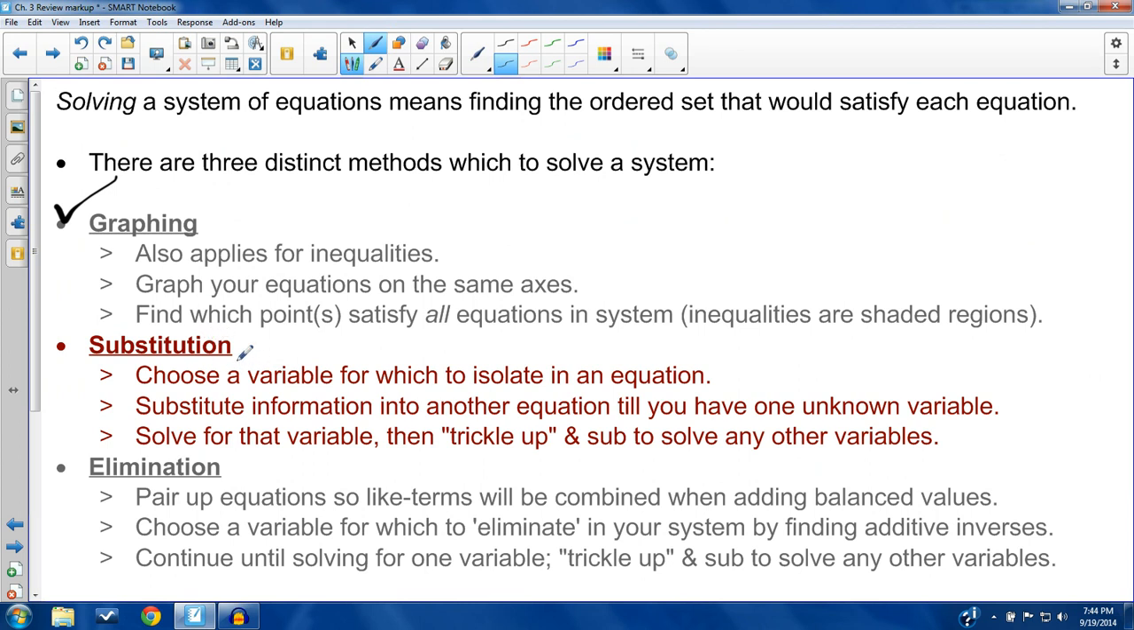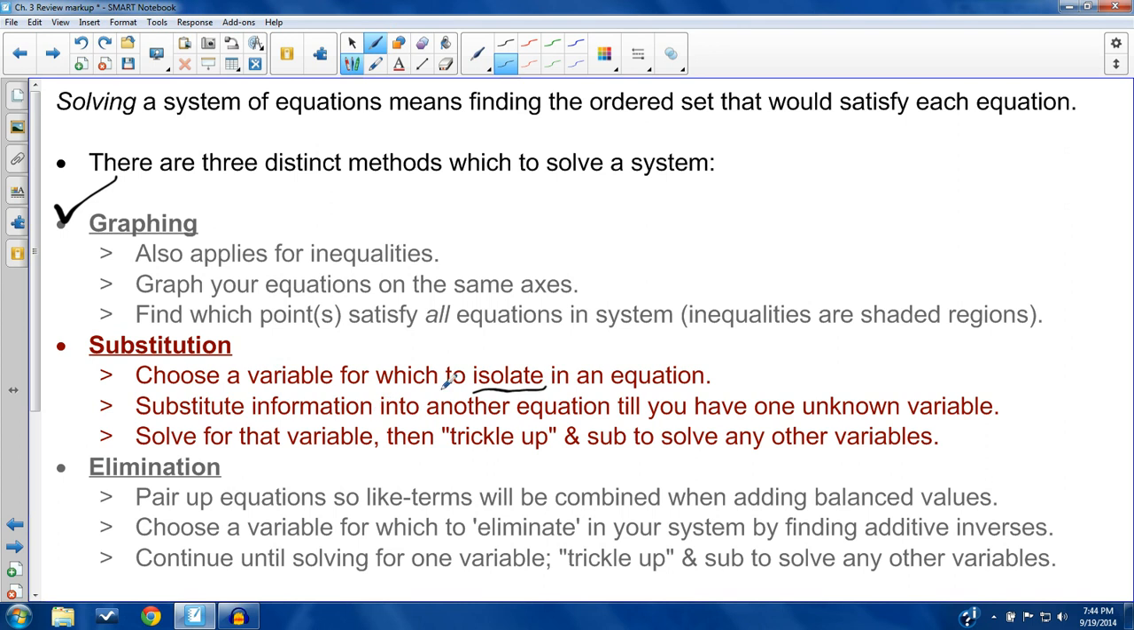We've done substitution before. You can plug in a value for x or something like that, and then you solve for whatever. This one's going to be a little different because now you have multiple variables. So what we're first going to do is choose a variable to isolate in an equation. That means get it by itself. We've done that a lot. But you're going to get something by itself, and you might have another variable on the other side of that equation, which is going to be fine because what we'll do is substitute the information.